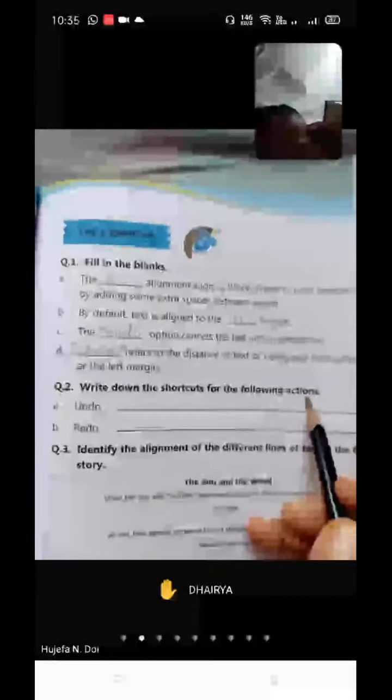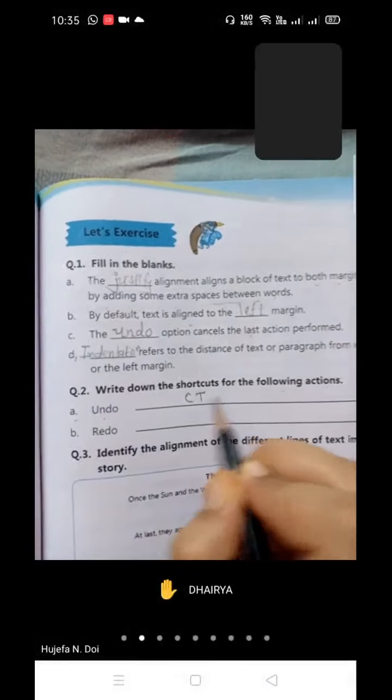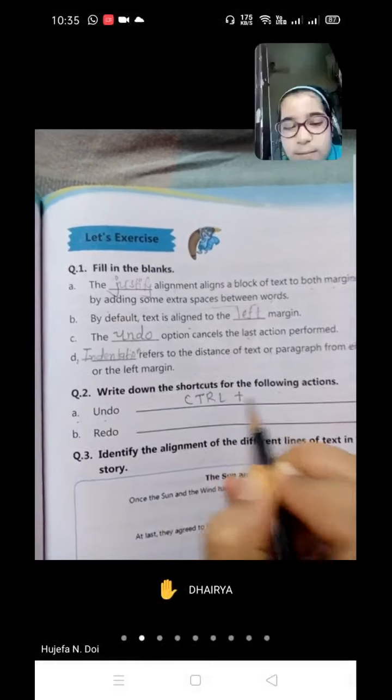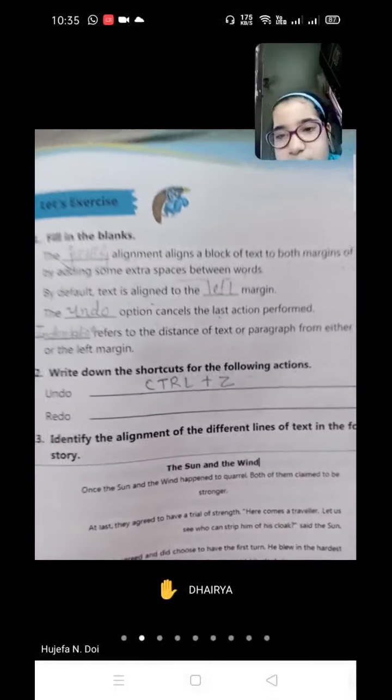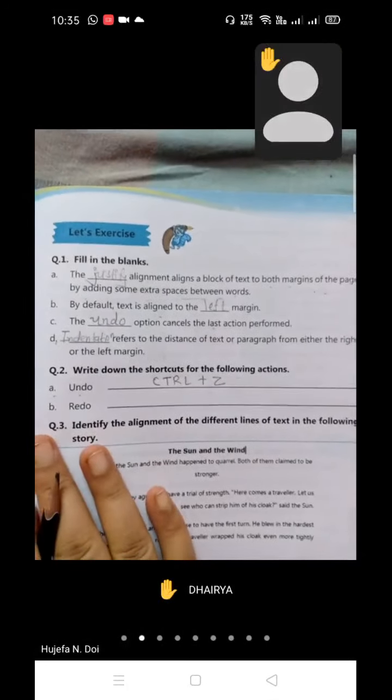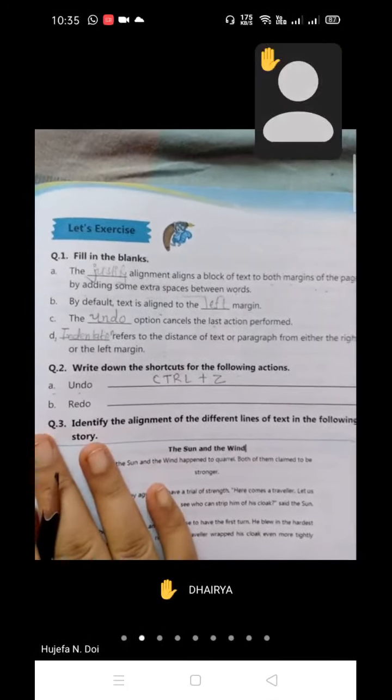Question number 2. Write down the shortcut for the following actions. First, A. Undo. Undo के लिए कौन सी shortcut की use होती है? Yes, it's Control plus Z. Write down the shortcut key.